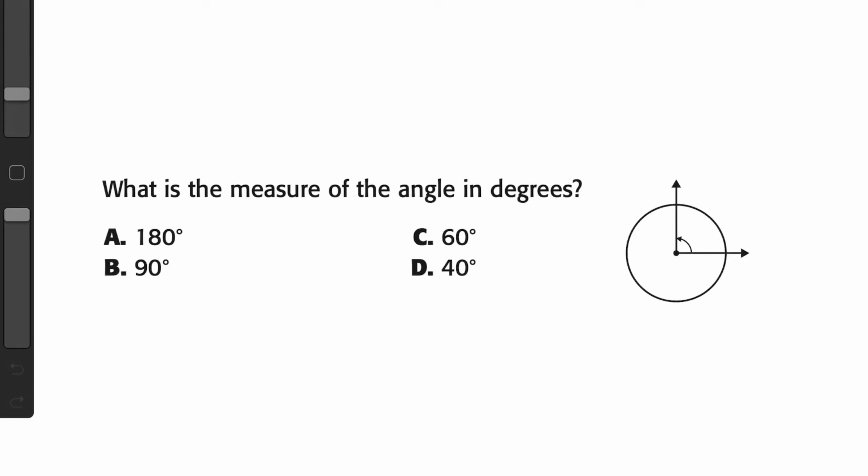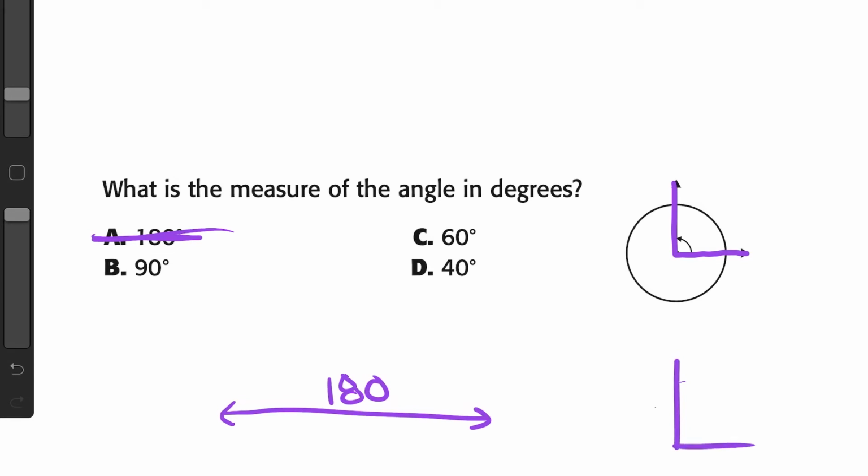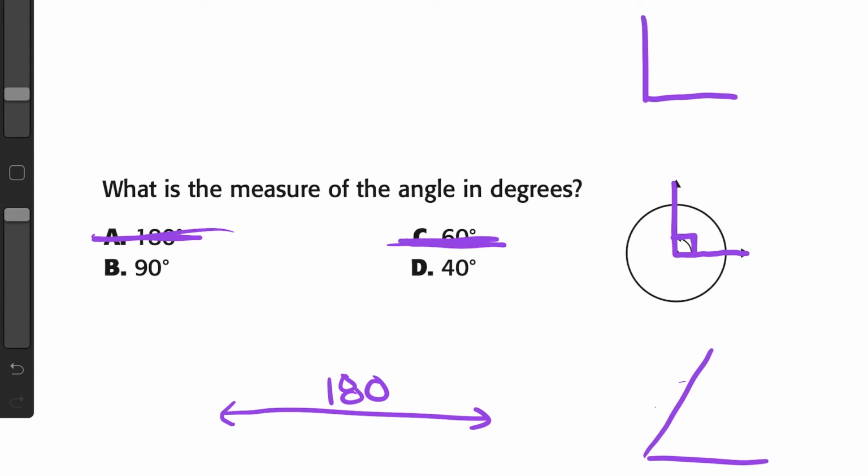What is the measure of the angle in degrees? So we have this angle here, and we've got to figure out what it is. So we know 180 is going to be a straight line. This would be a 180. So it's not that one. 60 degrees is going to be a little less than 90. So if this is 90 degrees, 60 degrees is going to be something like this. And we know that 90 degrees is going to be this kind of exact wall shape, is what I like to call it.